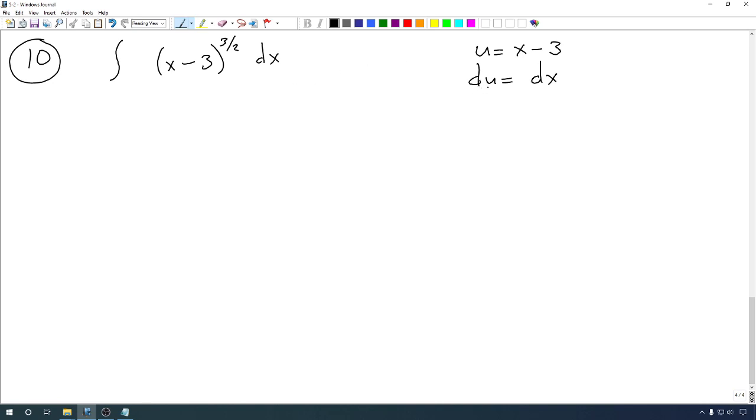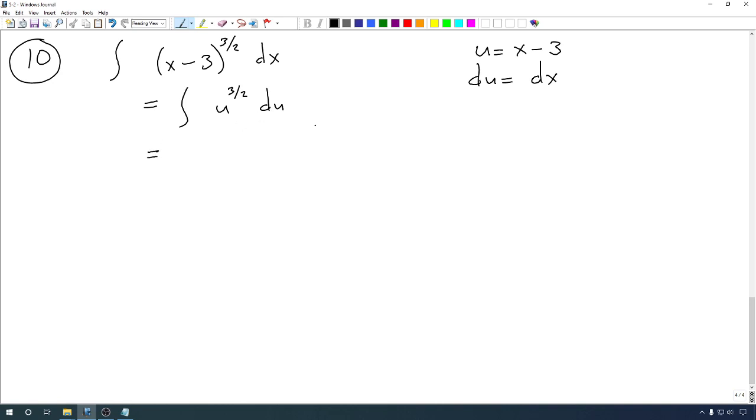Do not just write du equals 1. That's not correct. So now I put these into my integral. Basically, the x minus 3 here becomes a u. Still have that 3/2 power. The dx, I notice here that we have dx is just du, so I can just put a du in there.